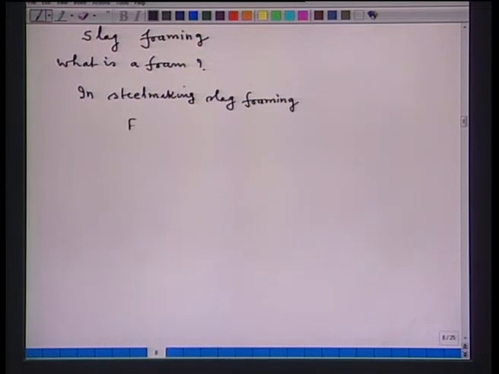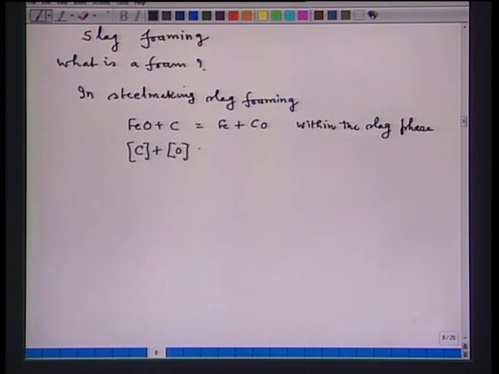One reaction is FeO plus C equals Fe plus CO. Now, this reaction occurs within the slag phase. Another reaction is carbon in metal plus oxygen in metal equals CO in the gaseous phase. And this reaction occurs at the gas-metal interface.